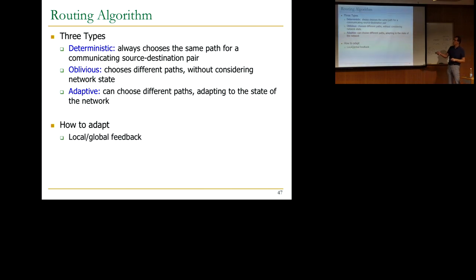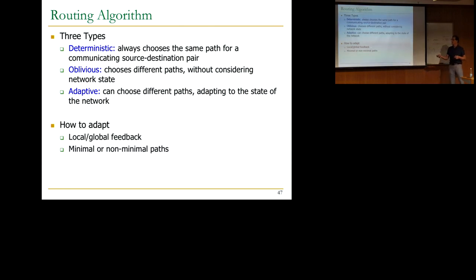How do you adapt? So if you actually have an adaptive algorithm, how do you adapt to the network state? You can have local feedback or global feedback in terms of the congestion that you're experiencing in different parts of the network. How do you collect that feedback? Becomes also important. Local feedback meaning you look at this router only. Global feedback meaning you look at the entire network state or portions of the network state.